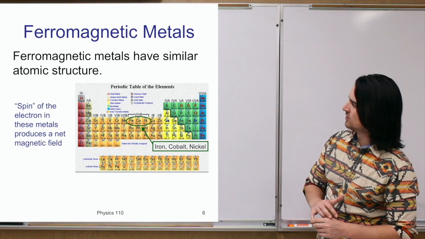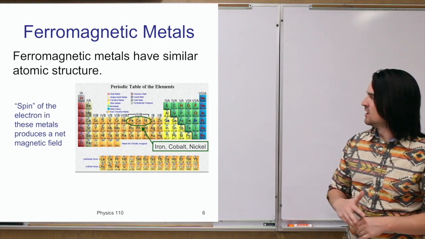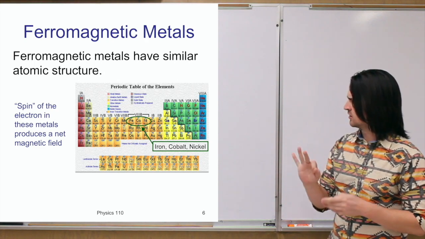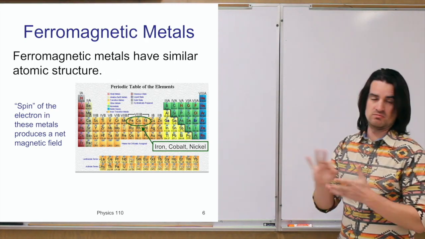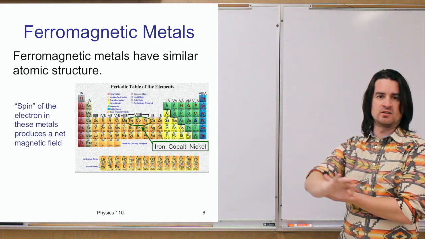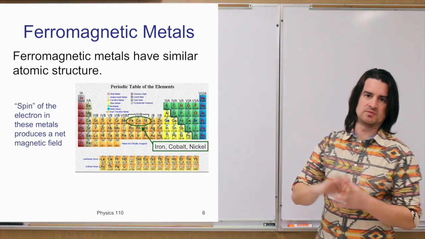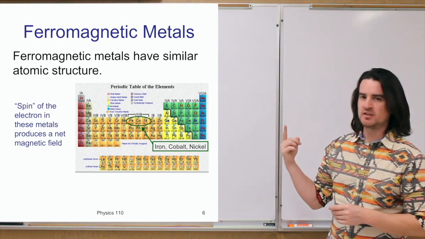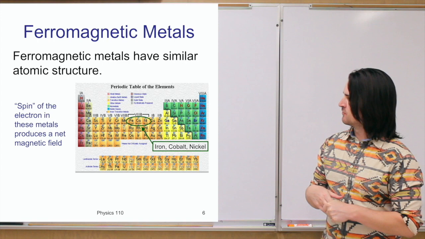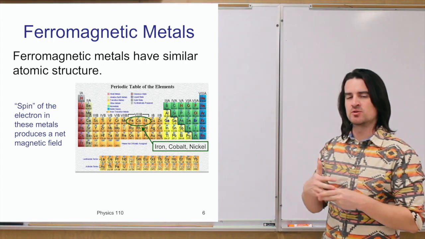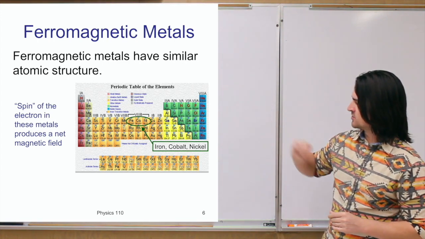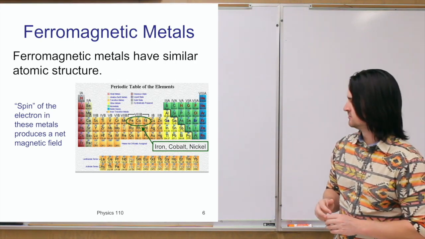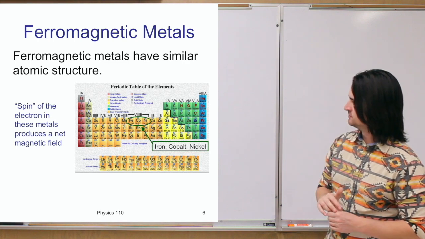Okay, so just a little bit more about ferromagnetic materials in general. It turns out that there's only three elements that are ferromagnetic, so can easily become magnets. And that is iron, cobalt, and nickel. Part of what makes them ferromagnetic is that they have a similar atomic structure, and they're actually very close to each other. They're only one proton apart from each other, iron, cobalt, and nickel.